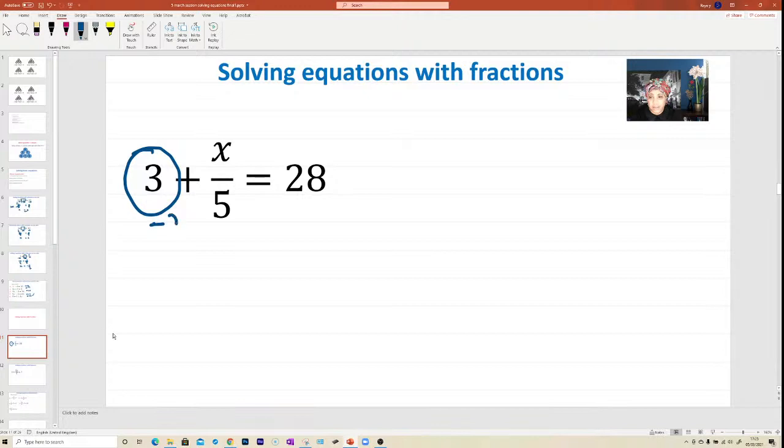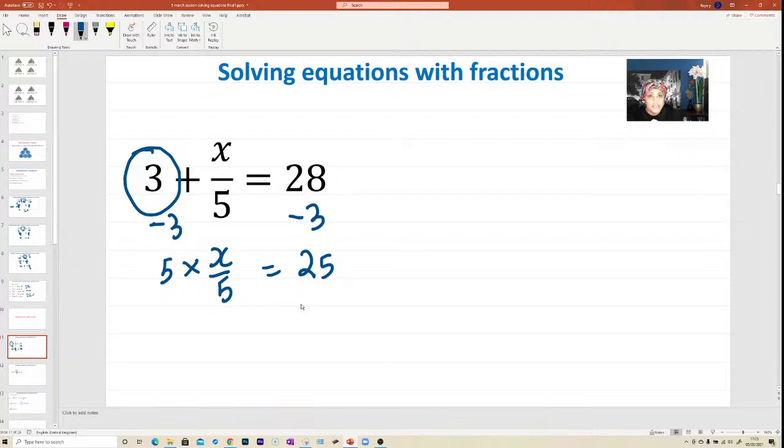We're going to take away 3 on both sides. So 3 take away 3, 0. Then we're left with x over 5 equals to 28 take away 3 is 25. Now, I really want you to learn the method, okay? Because these kind of things, they get harder as you go on to higher level. So x divided by 5, divide. If we want to get rid of the 5, we need to do the opposite. So we multiply by 5 in order to get rid of this.